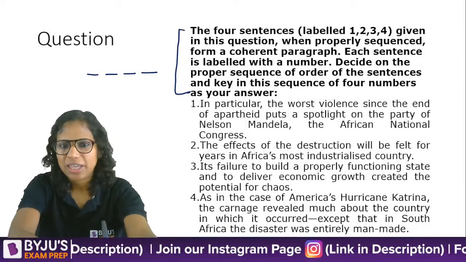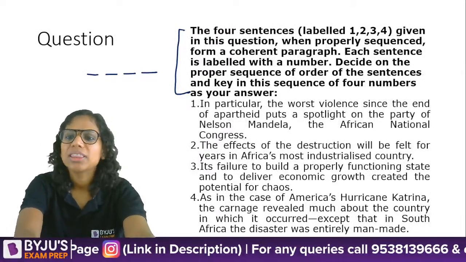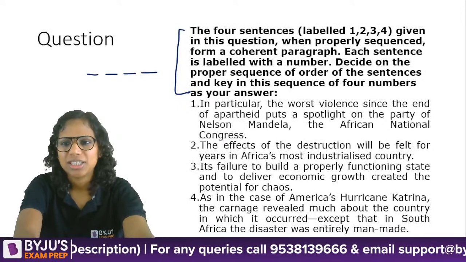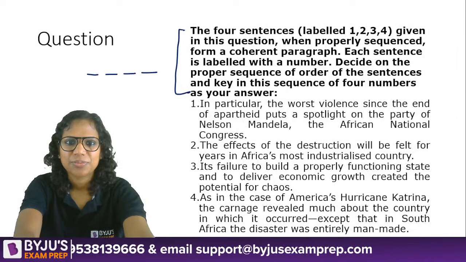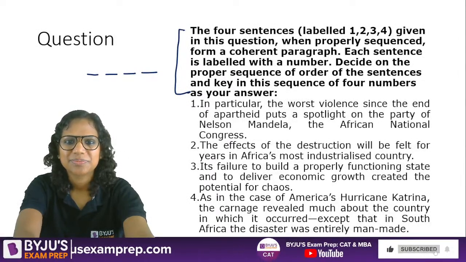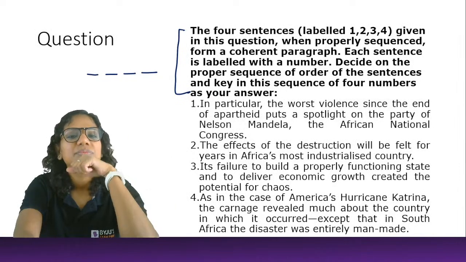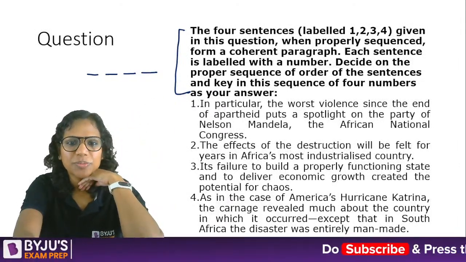Okay. So 1 and 3 is a pair. Agreed. Right. Why not 4213? Why not 4213? That's my question. Why 1342? Basically, my question is why is 4 not the opening sentence for you?